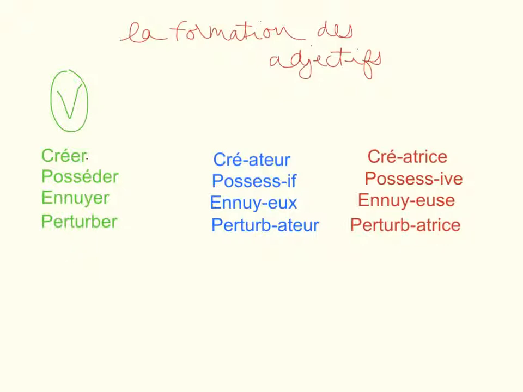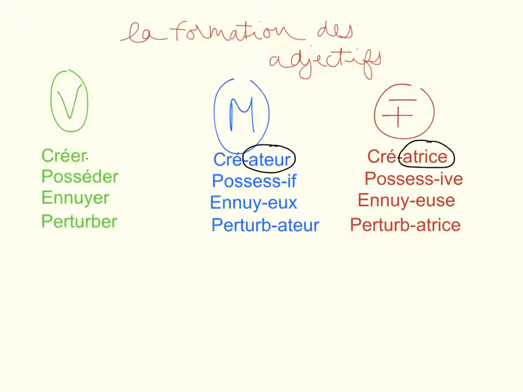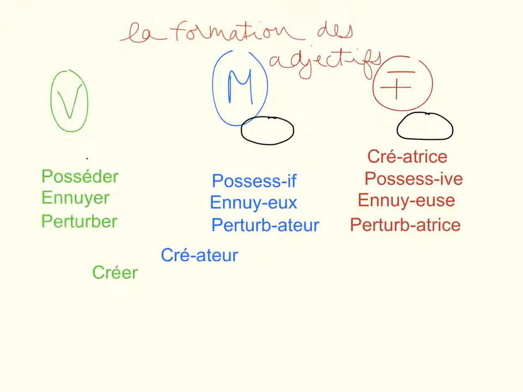This is the masculine adjective for each verb, and here you have the feminine one. We'll take a look at how they are built. You will see that the endings are all different. Take a verb like créer, for instance. Créer is going to use acteur, masculin, actrice, féminin. Donc créer, on obtient, créateur et créatrice.